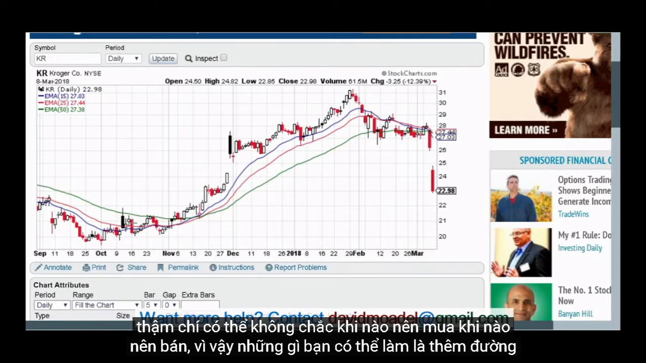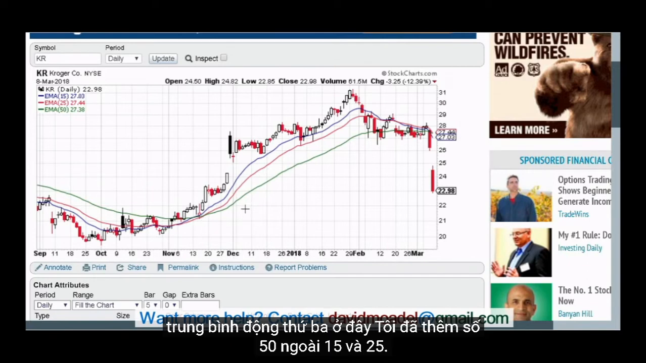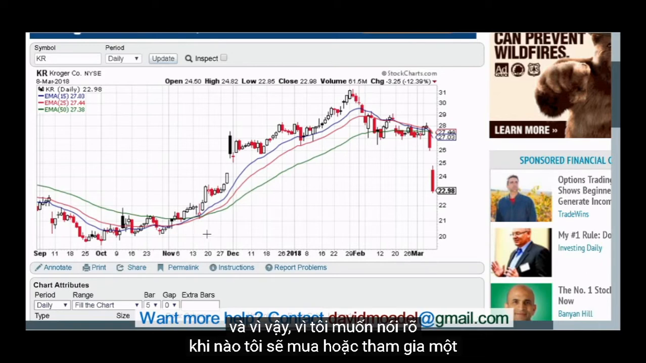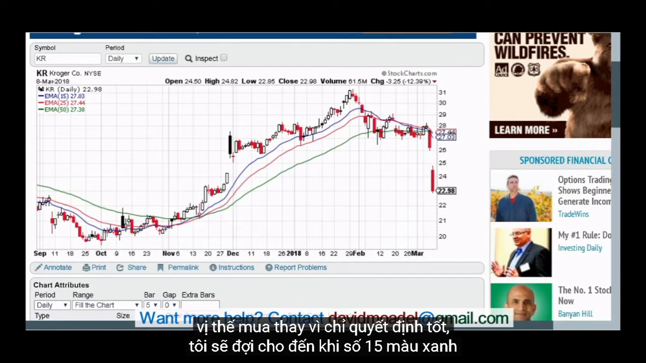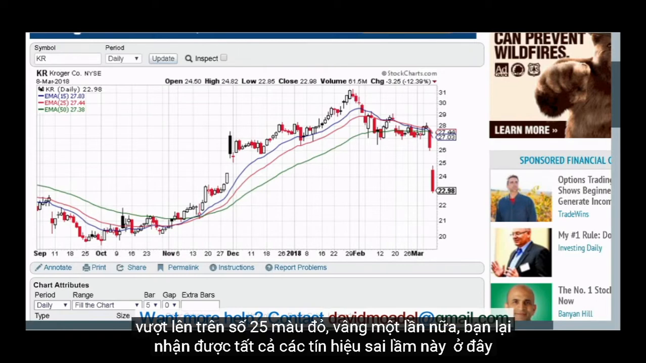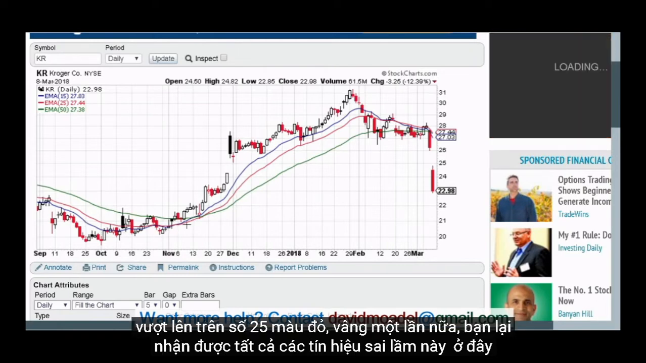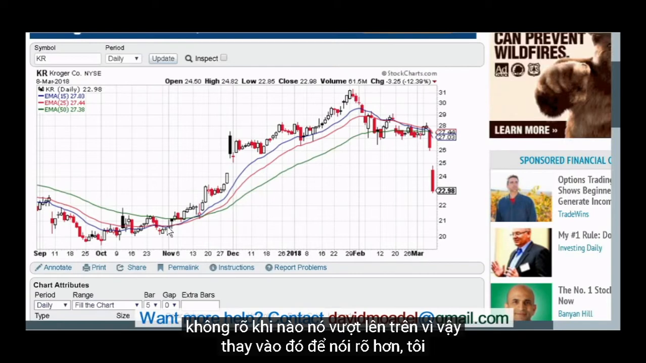So what you can do is add a third moving average. Here I've added the 50 in addition to the 15 and the 25. All right. And so since I want to be clear as to when I'm going to buy or take a long position, instead of just deciding, well, I'll wait until the 15, the blue, goes above the 25, the red one. Again, you got all these false signals here. It's not clear when it breaks above.